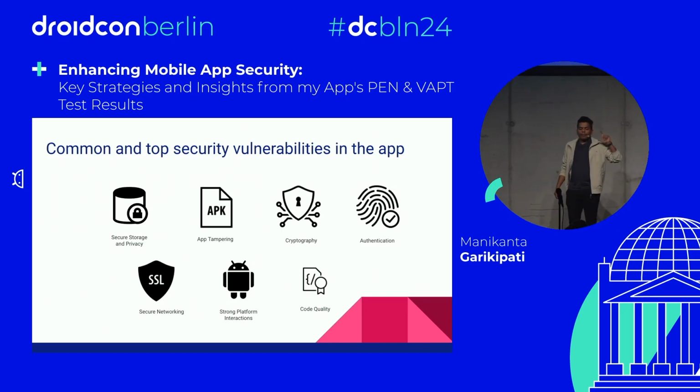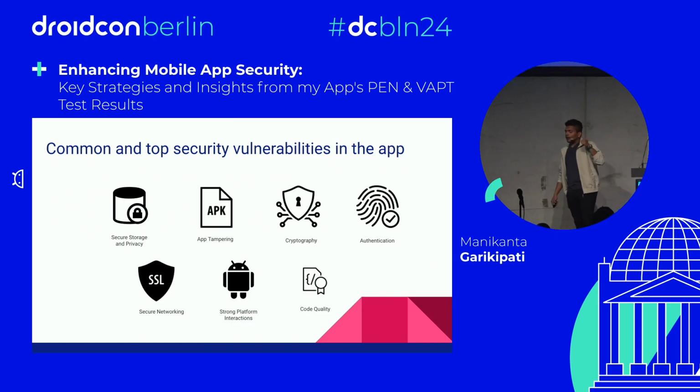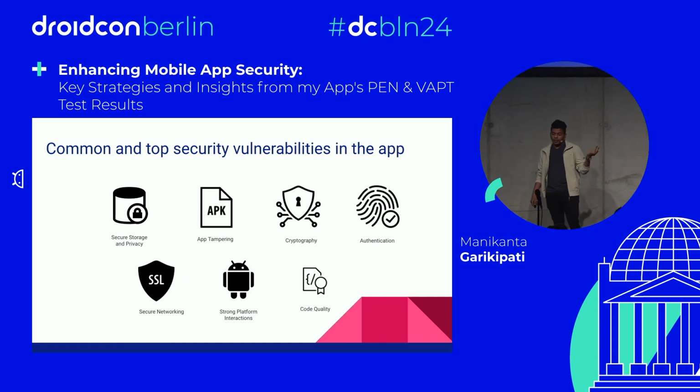So what are the top security vulnerabilities in the app, and how could you address them? The top 6, or I would say 7 things, as part of OWASP, which is an open source driven community. What they say is the top 7 things are securing your app binaries, called app tampering, the data that you're storing in your system, cryptography, the keys, whatever you have, network calls, which we just talked about, and also making sure there is strong platform interaction.